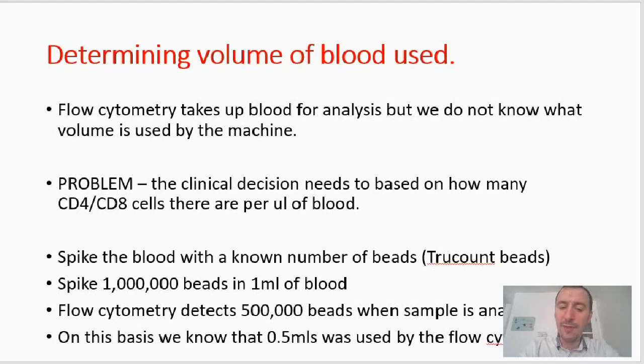In basic terms, if 1 ml of blood contained 1 million beads and the flow cytometer detected 500,000, then on that basis we can allude to the fact that most likely 0.5 ml of the blood sample was used by the flow cytometer. And that's the basic principle for the TruCount beads. They're fluorescent beads that are spiked in the blood, and the flow cytometer then detects the amount of these fluorescent beads that's taken into the machine, and indirectly then we can work out the volume of blood that was used by the flow cytometer.